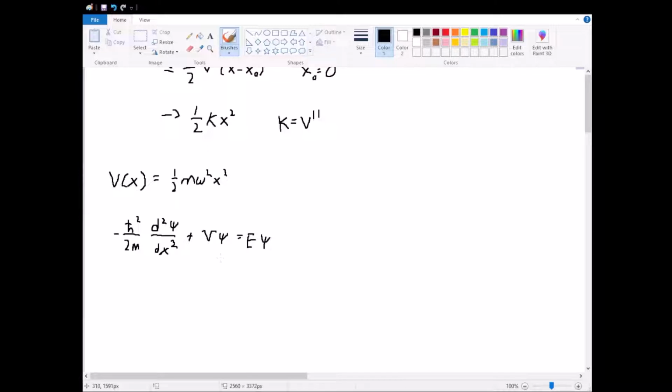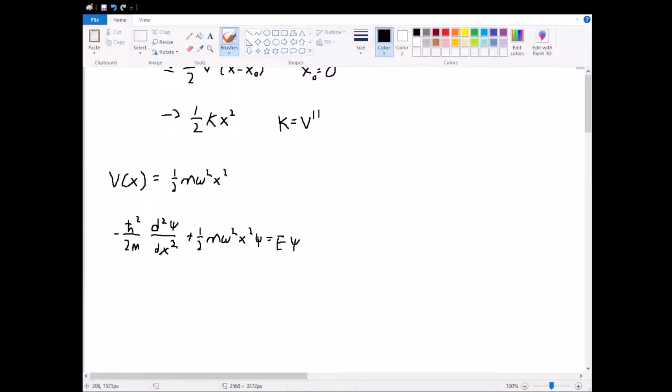So now that we know that we're going to set V equal to our harmonic oscillator equation, we can just replace this and say that this is equal to 1/2 m omega squared x squared. Let's add the psi here that I accidentally deleted.